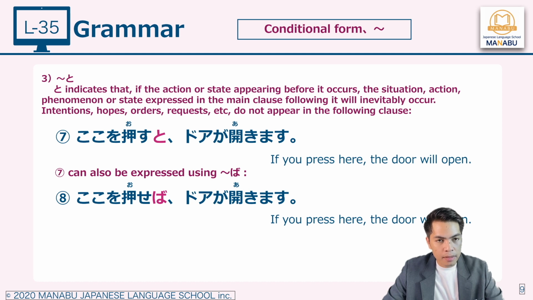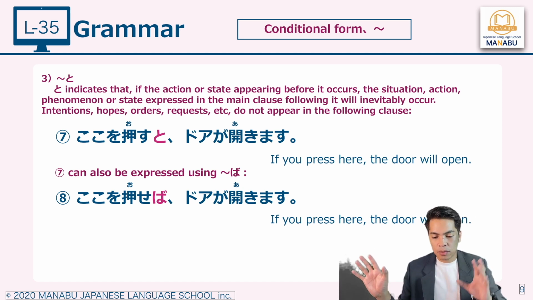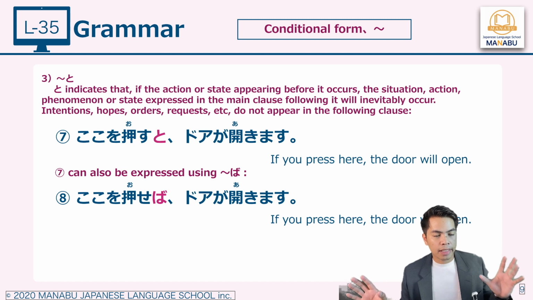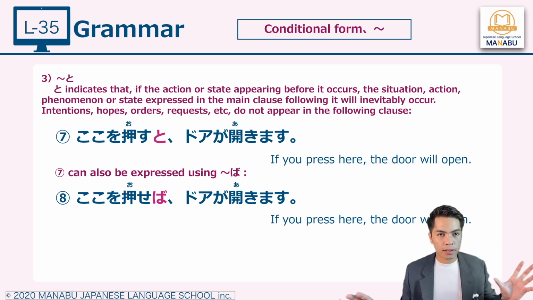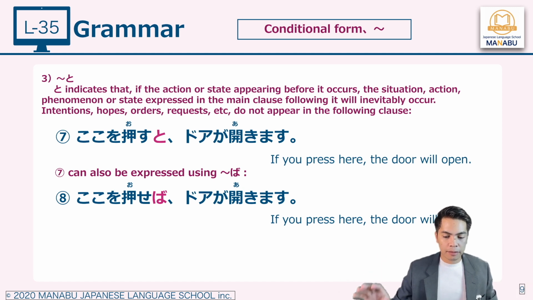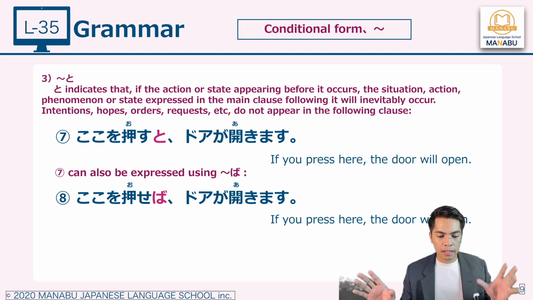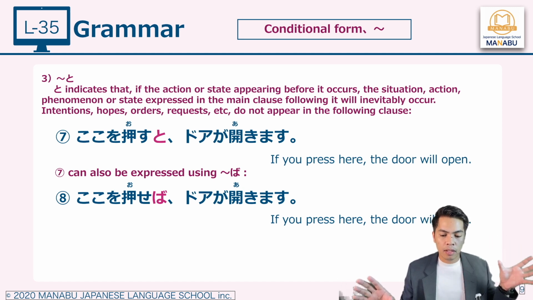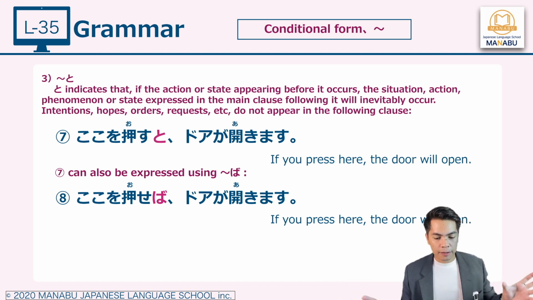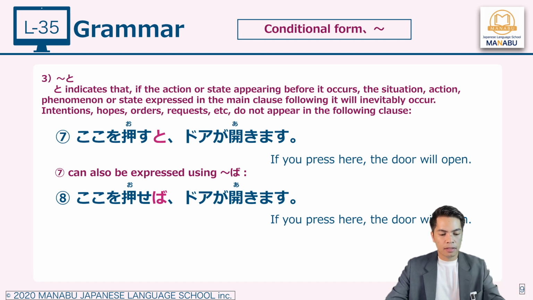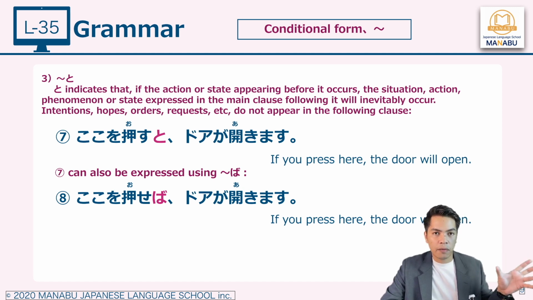So number 3, the to. To indicates that if the action or state appearing before it occurs, the situation, action, or phenomenon or state expressed in the main clause following it will inevitably occur. So for the to pattern, if something occurs, then the following clause or the main clause will inevitably occur automatically. So intentions, hopes, orders, or requests cannot be used in the following clause. So because this is inevitable.